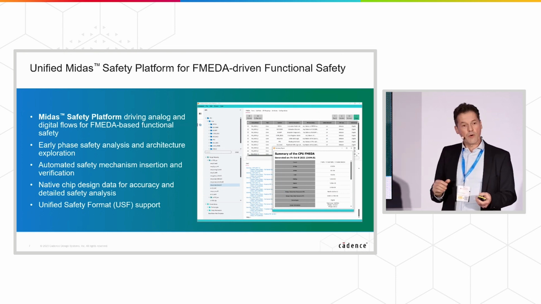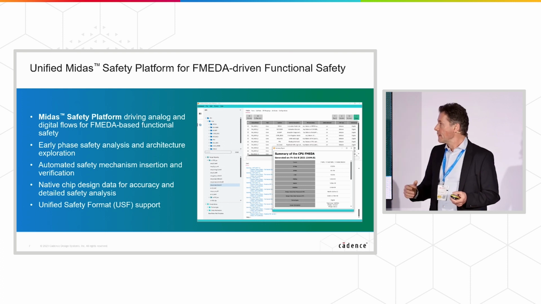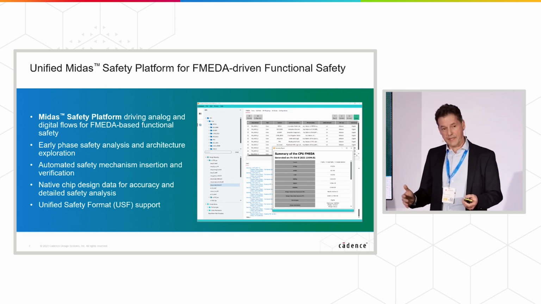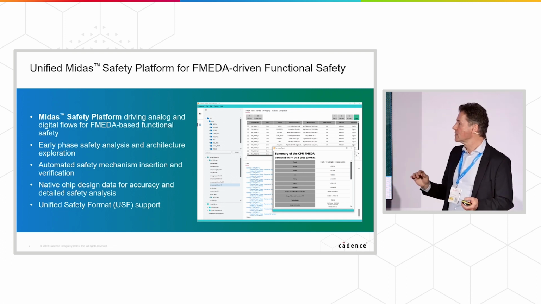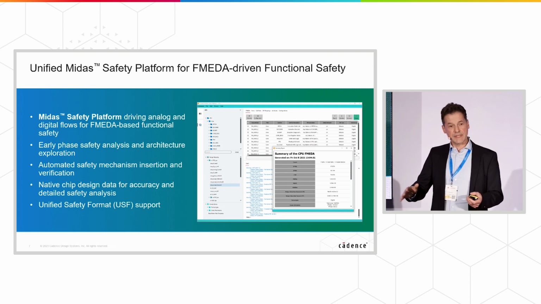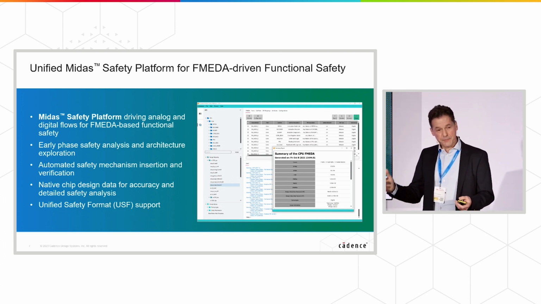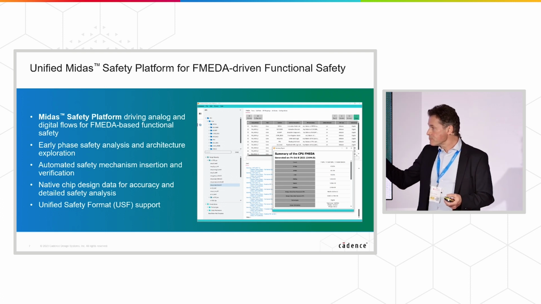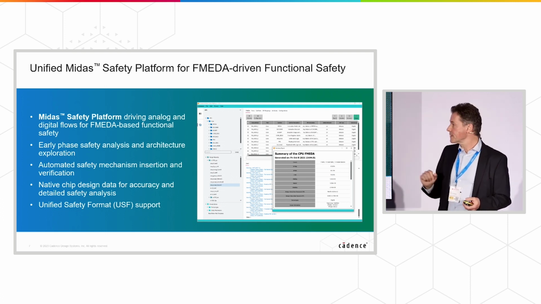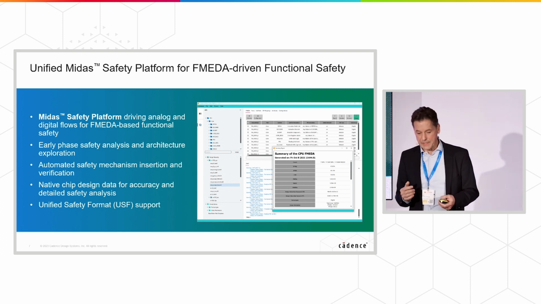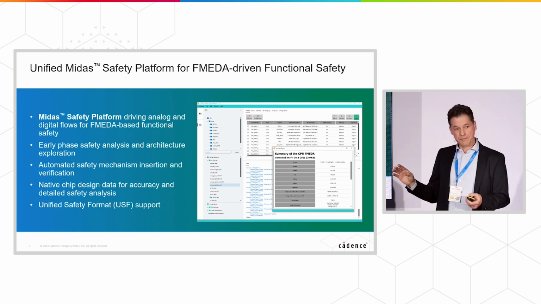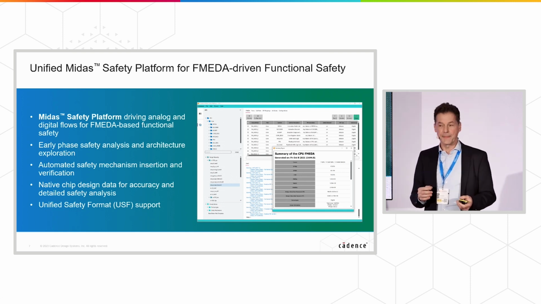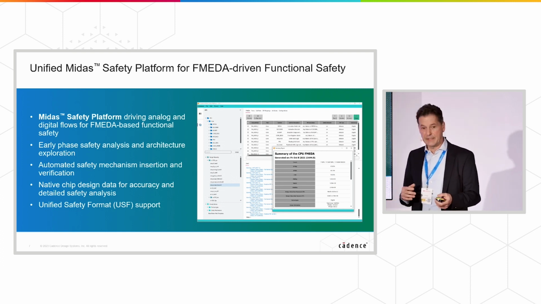So this is the GUI of MIDAS, of our safety analysis tool. With MIDAS, you can do this early safety analysis, but also an architecture exploration and optimization, and I will come back to that later on. MIDAS helps you to set failure modes, to assign safety mechanisms, and also do other things. And MIDAS can leverage native chip data for the detailed FMEDA in order to increase the accuracy. In addition, MIDAS supports a new format, which is called the Unified Safety Format, that allows you to capture the safety intent as part of your FMEDA.